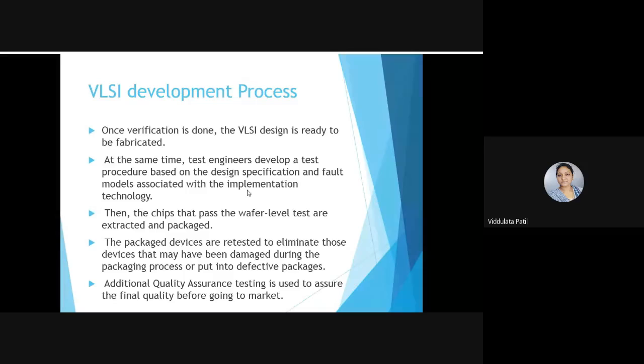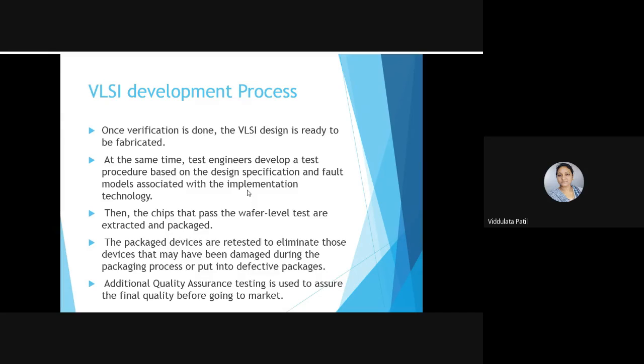They may have been damaged during the packaging process or put into defective packages. So once we have designed and extracted the chip, we need to package it. The packaging may be a metal can package or a plastic package, and depending on that the wafers are packaged. Again, it may be a dual in line package, or a circular one, which is another type of packaging. So depending on that, they are packaged.